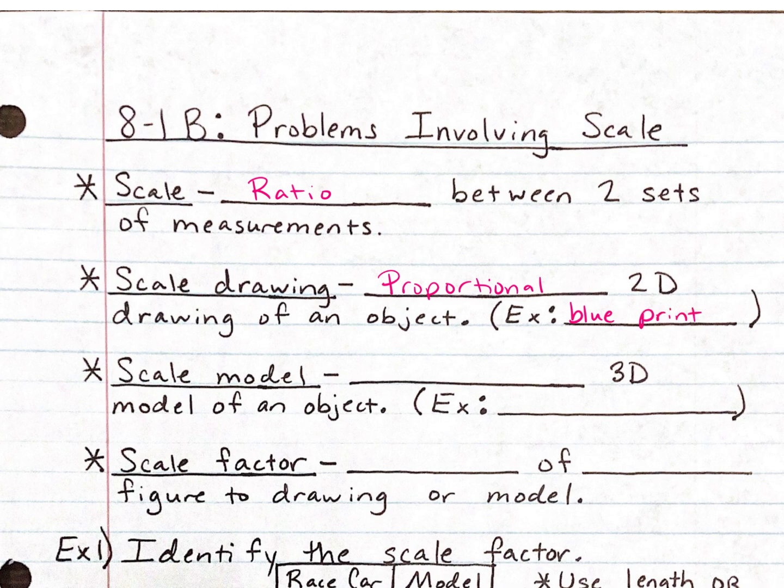Then a scaled model is like a scaled drawing. It is proportional. It is a proportional 3D model of an object, such as a model car. Last, we have scale factor, which we do talk about a lot in 7th grade. Scale factor is just a ratio of an actual figure or drawing to a drawing or a model. So it's taking the actual figure and comparing it to the model.